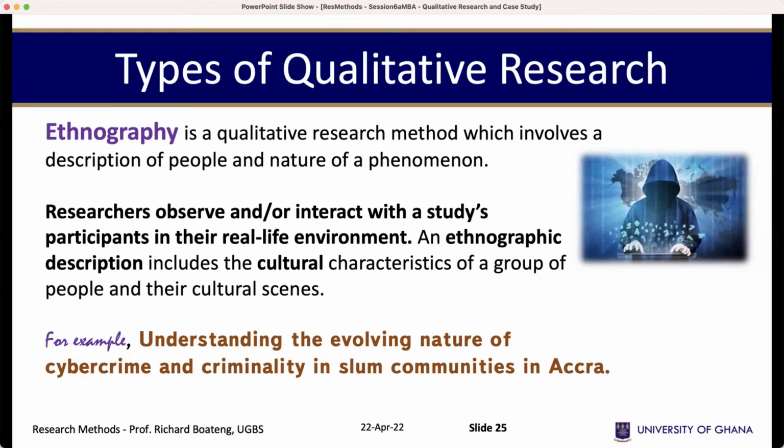For example, understanding the evolving nature of cybercrime and criminality in the slum communities in Accra. The cybercrime and criminality is on the rise. So what are the characteristics that lead to the factors that influence or enable and constrain this rise in cybercrime? And to what extent is the cultural context part of the issue? So the person can go and live in the cultural context of it and try to explore that dimension.